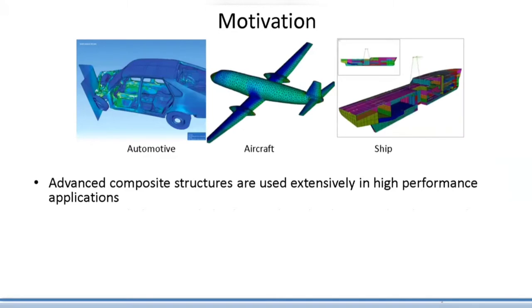What is the motivation? The motivation is that advanced composite materials are extensively used in high-performance applications. They can be used in automotive to decrease weight, in aircraft and ship systems, and including launch vehicles and also spacecraft. The reason we use composite structures is that by decreasing the weight of the systems, we're then able to increase the efficiency and performance of these systems. So I can use less fuel if an aircraft uses composite materials, as an example.